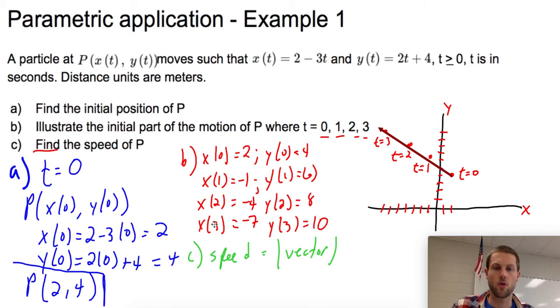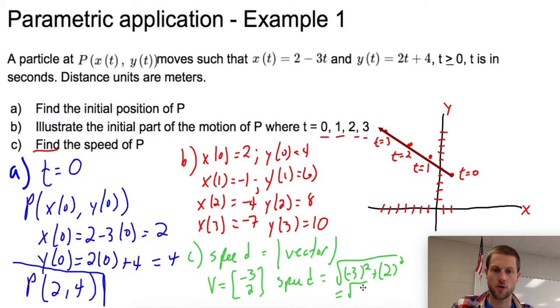The vector would be -3, since I'm going 3 left in the x direction, and 2, since I'm going up 2 in the y direction. So the speed is going to equal the square root of -3 squared plus 2 squared. And that's going to equal the square root of 13, and we are in meters per second. So there is our speed of the particle P.